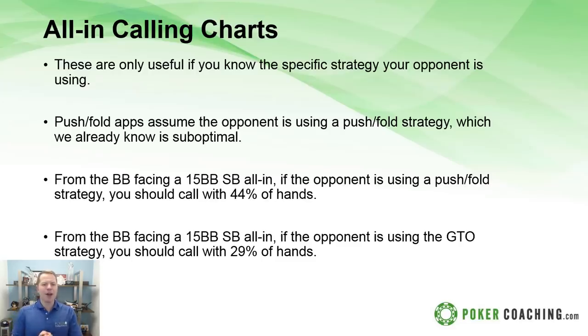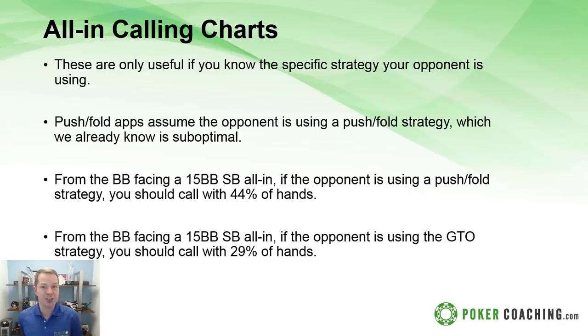Next, let's talk about the calling of an all-in chart. This is when someone goes all in front of you, and now it folds to you. Now, these are only useful if you know the very specific strategy your opponent is using. And if you think about this right, if your opponents are not following a shove or fold chart for their, let's say, 12 big blind all in, let's say they do use a min raise shove or fold strategy, well, then clearly your calling of all in charts are going to be wrong because they're assuming a different shoving range than what your opponents are actually using.